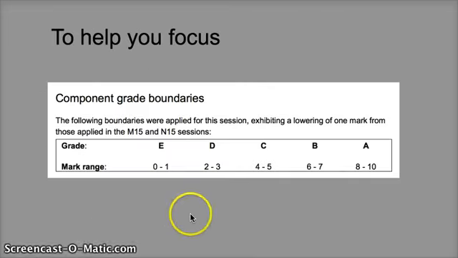Just to help you focus, here are the component grade boundaries. So these are the grade boundaries for May 2016, I think, and the mark range out of 10 there for the presentation. So if you get a 2 or 3, then you've got yourself a D.